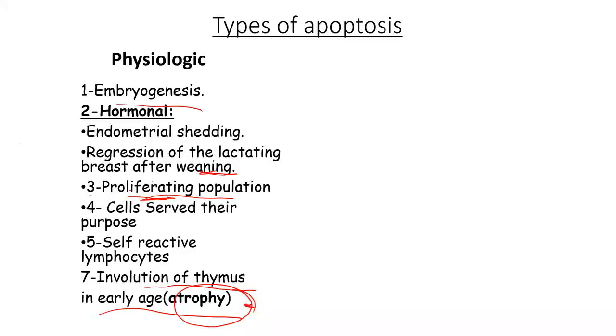This atrophy occurs due to, remember the atrophy definition, decrease in the size of the organ due to decrease in the size of the individual cells, maybe with a decrease in the number of the individual cells. The decrease in the number of the individual cells will be by the process of apoptosis, and this is the relation between apoptosis and atrophy we have said before. So involution of the thymus in early age occurs by the process of apoptosis. All these are physiologic forms of apoptosis.